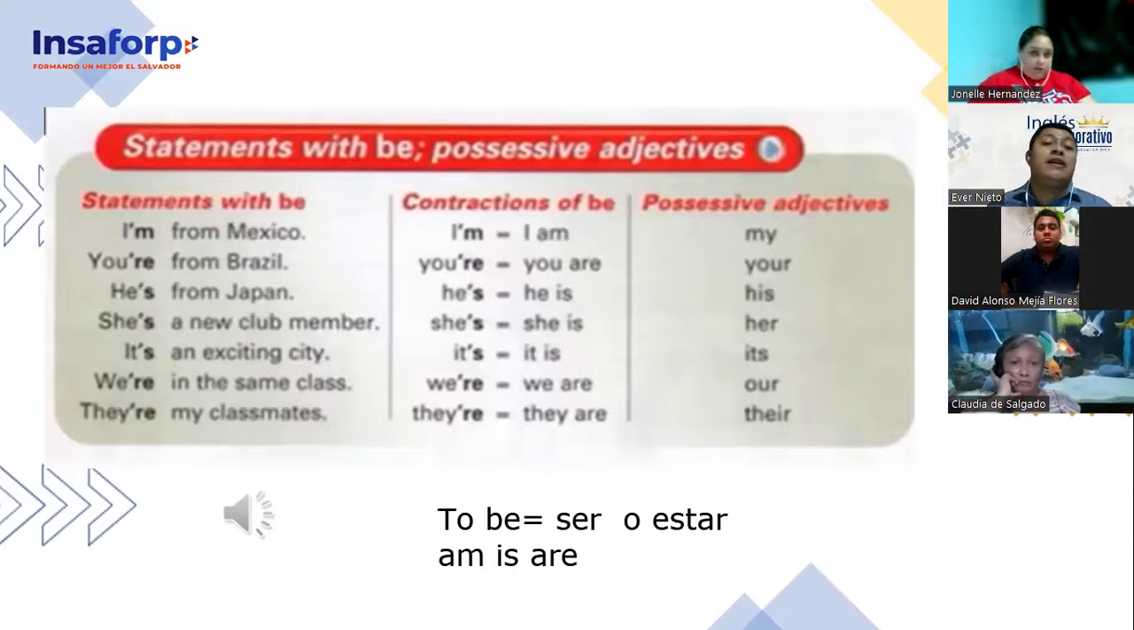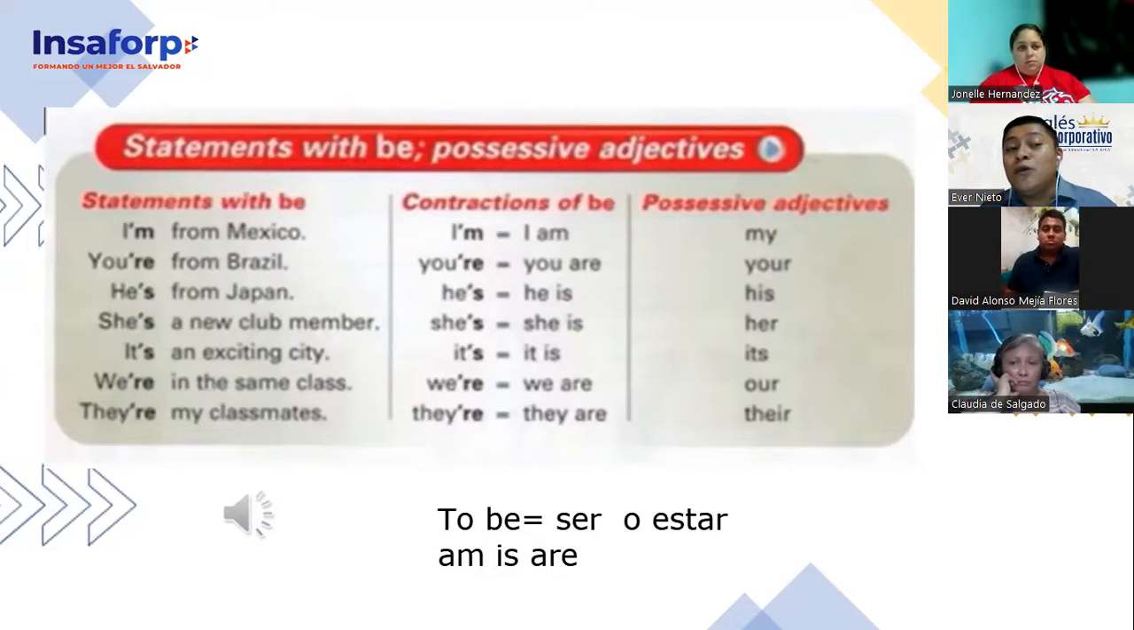Contractions. Yes, please. I'm, I am. You're, you are. She's, she is. It's, it is. We're, we are. They're, they are. Wow, super job. Thank you so much, Janelle. You did a great job, thank you.